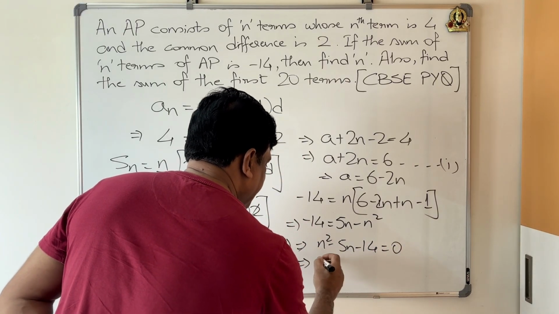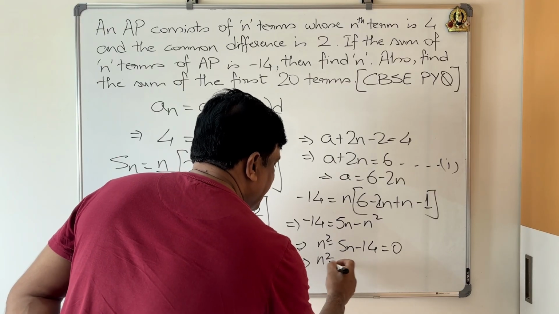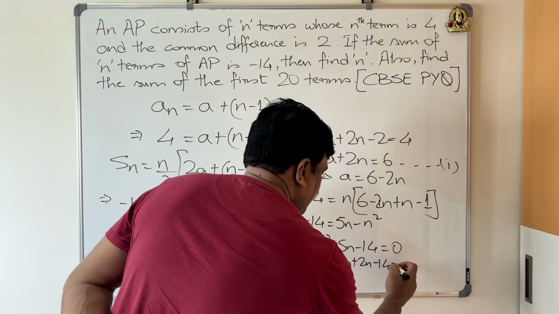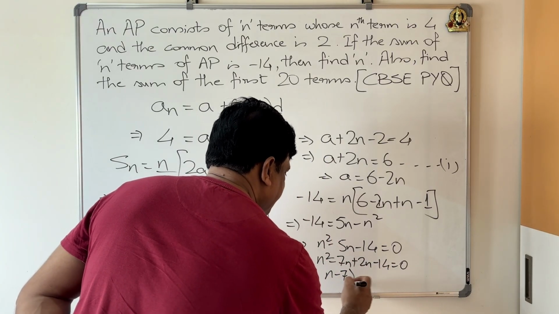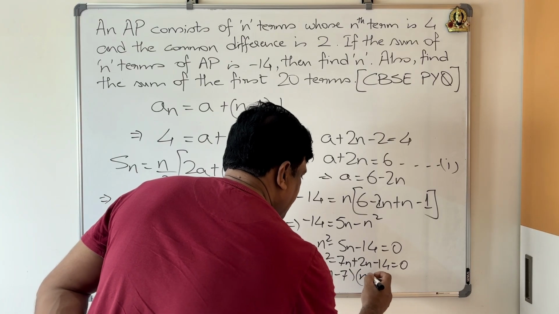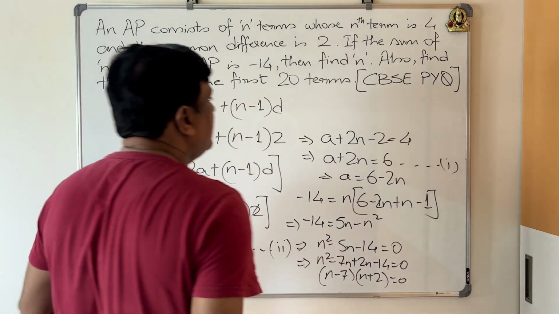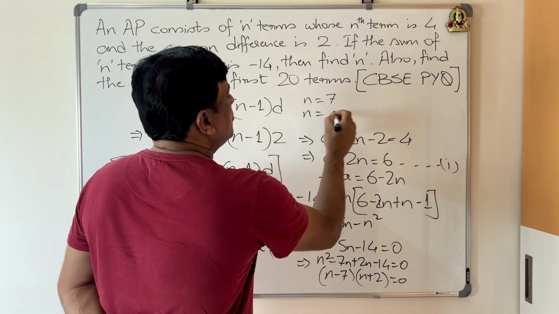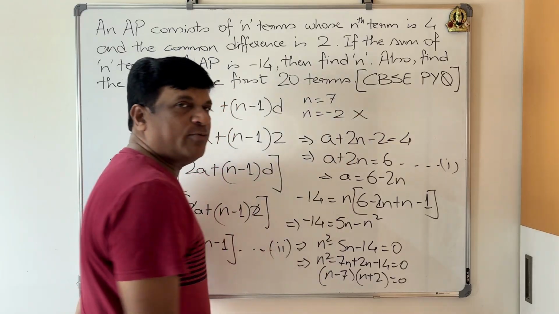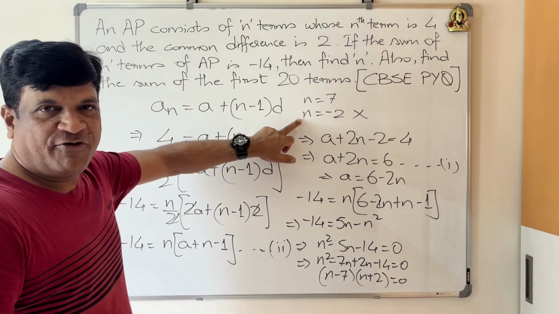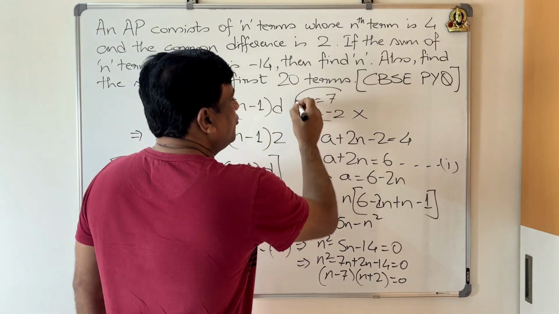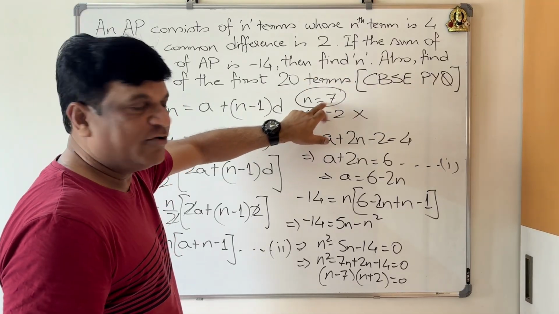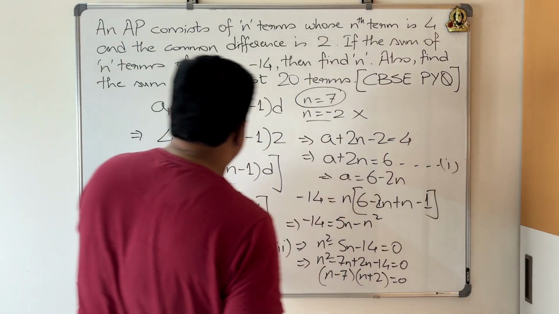So what do I get over here? When I go ahead and solve it, I get n square minus 7n plus 2n minus 14 equal to 0. So I am getting (n minus 7) and (n plus 2). I am getting two values over here: n equal to 7 and n equal to minus 2. This is not possible because you cannot have a negative number of terms. They asked you to find n, so we have n equal to 7. Got it? So the first part of the problem is solved.